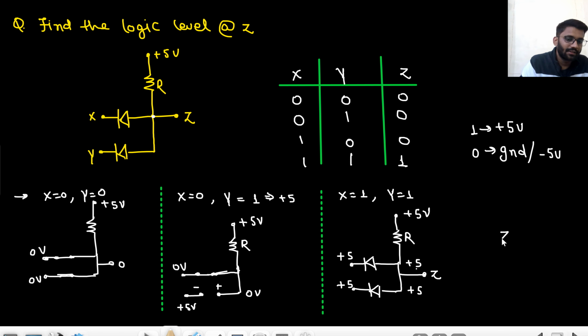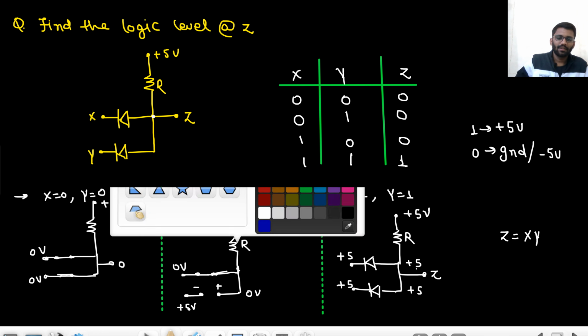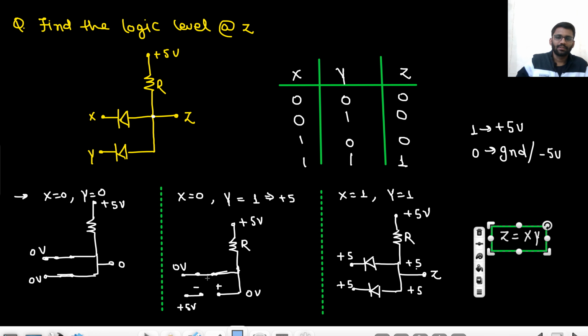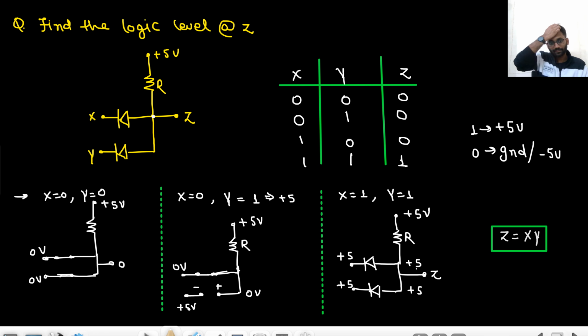So basically what is Z? Z is x into y. If you know basic digital circuits, you get to know. If you multiply these two, you will get 1 only. If you multiply x into y, 1 into 0 is 0, 0 into 1 is 0, 0 into 0 is 0. So this is just an AND gate. So this is the implementation of an AND gate.